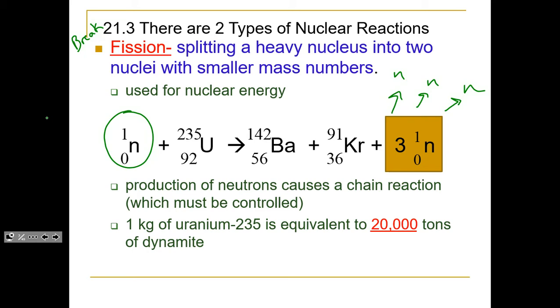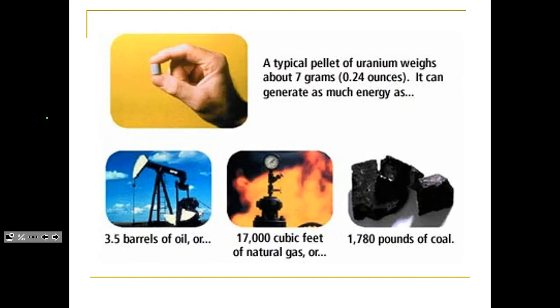So for instance, 1 kilogram of uranium-235 is equivalent to about 20,000 tons of dynamite. So that's like a stapler weight being equivalent to 20,000 tons. So nuclear energy is very efficient, but it can be slightly dangerous.